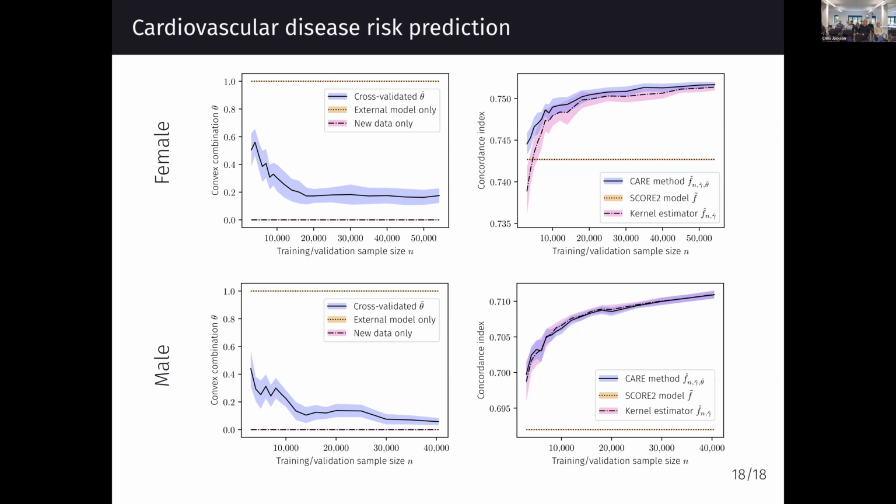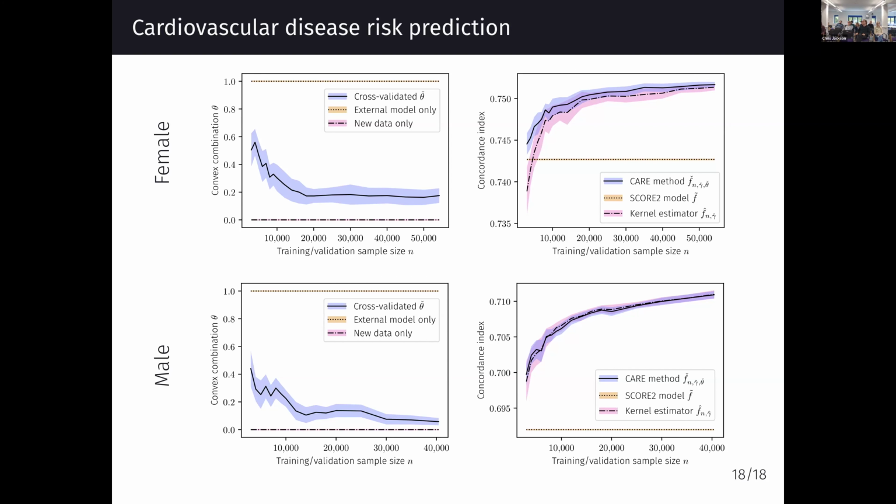Similarly, on the right-hand side, of course the SCORE2 model doesn't depend on n, it just gives you a horizontal line. As the sample size increases, the kernel estimator is able to use those extra features, and possibly also the nonlinearity in the kernel, to fit a better model, especially once you get above about 20,000 samples in the new data. The blue line is the CARE method. As you can see, it does better than both of them, particularly in the female case. We think for the male case, the reason it's not helping that much is because the kernel estimator is already so much better than SCORE2 that the aggregation isn't really able to do very much with that.